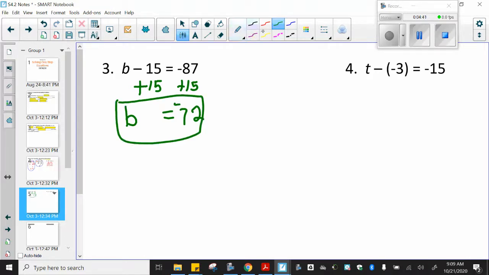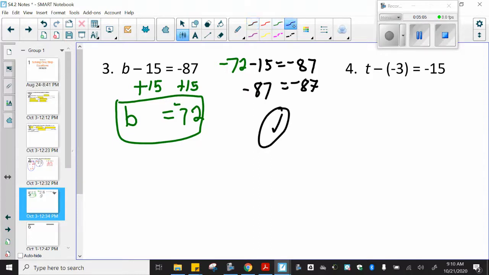And we're going to test that. Negative 72 minus 15 equals negative 87. Negative 87 comes down. Negative 72 minus 15: 72 plus 15 makes 87. We're going to make it negative, so check mark. It's good.